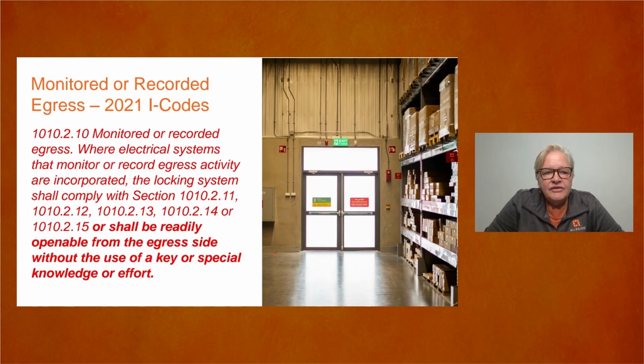And it says, these doors can either comply with one of the special locking arrangements sections, which are those numbers that you see there, or they have to be readily operable from the egress side without the use of a key or special knowledge or effort. So hopefully that sounds familiar to some of you. If it sounds familiar, it's because this is the requirement for mechanical locking hardware. It has to be readily openable from the egress side.